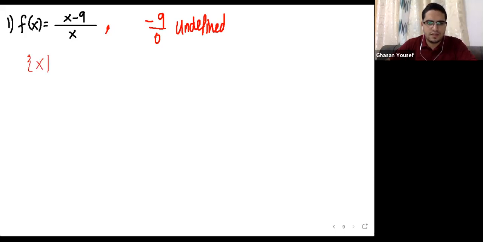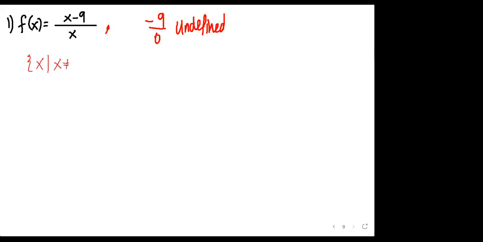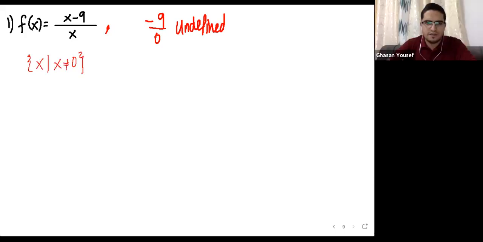x such that x not equal 0, like this. This means x belongs to all real numbers, but the value x is not equal to 0. So the domain is x such that x not equal 0. All real numbers except the 0.